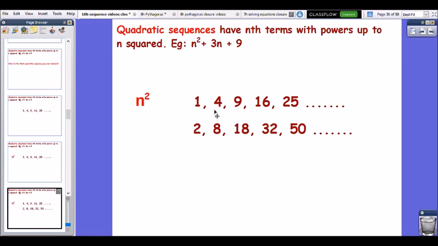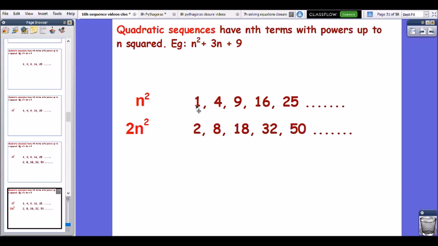If 1n squared is 1, 4, 9, 16, 25, how do these numbers compare to that 1n squared sequence? So how does 1 compare to 2, 4 compare to 8, 9 compare to 18? What's going on here? Do we notice a link between these sequences? Okay, so the link we should have noticed is this. Each term in the second sequence is double my first sequence.